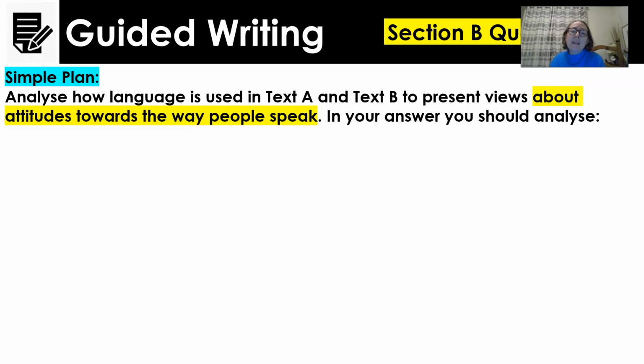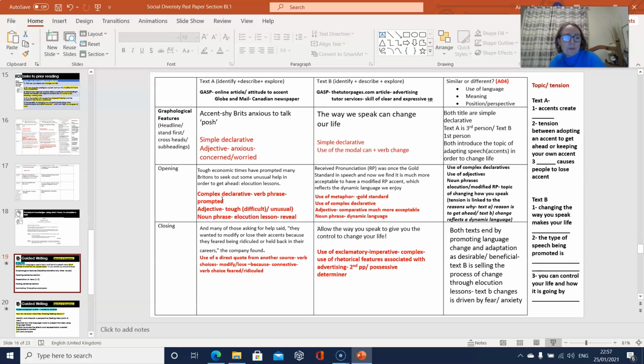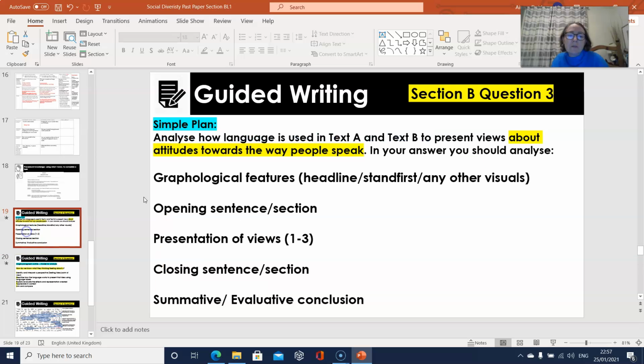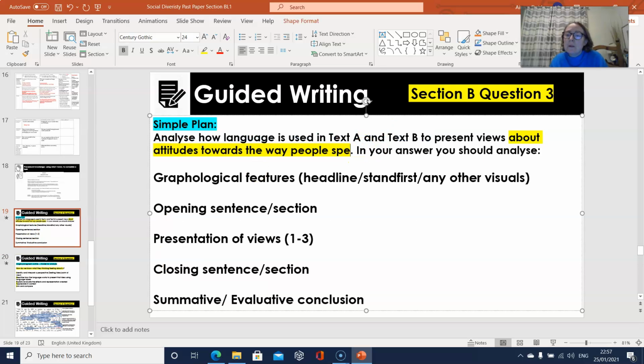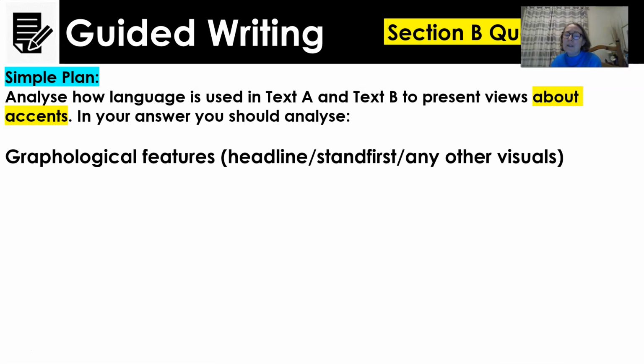So we are analysing how language is used in text A and B to present views about accents. Okay, so about accents. I'll change the wording of that question. About accents. Sorry. There we go, as if by magic. And in your answer, we should analyse graphological features. Hello table.